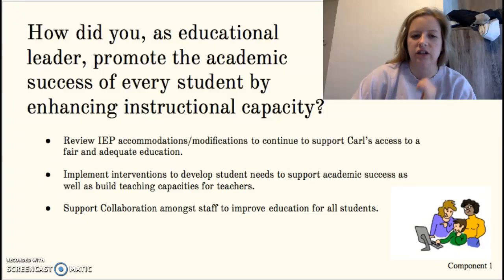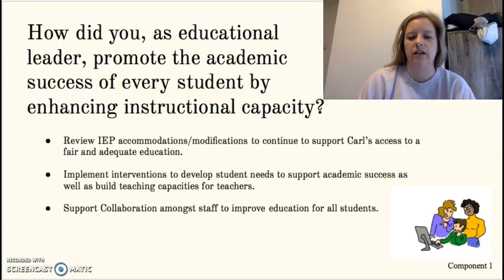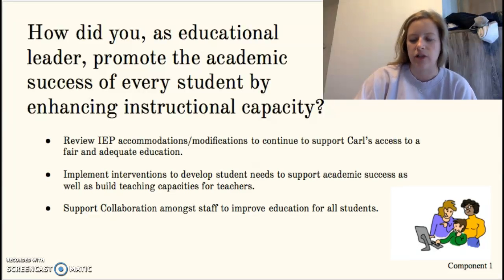Next, my reflection on Standard 2. How did you as an education leader promote the academic success of every student through instructional capacity? I did this by reviewing IEPs and modifications to continue supporting the student Carl, implementing interventions, as well as supporting collaboration. This increases instructional capacity, because we have to have all of these elements to work together to be successful, especially for Carl in particular. He's struggling with things differently than other students are, so we need that trifecta to come together so that instructionally he can gain as much academic information and be a great student that we know he can be.